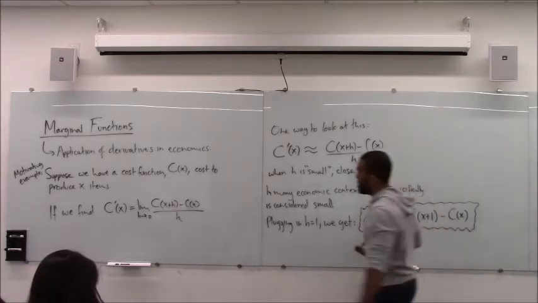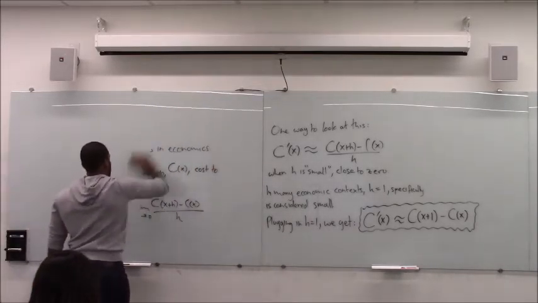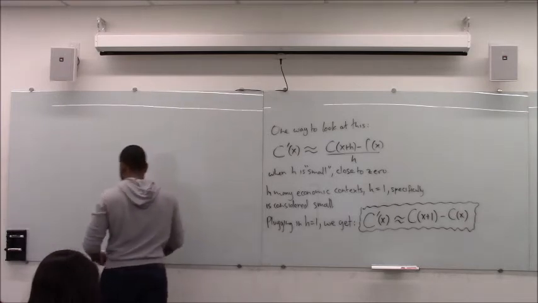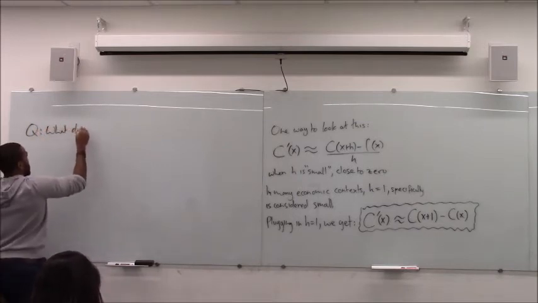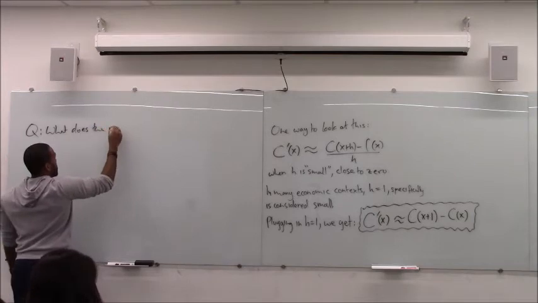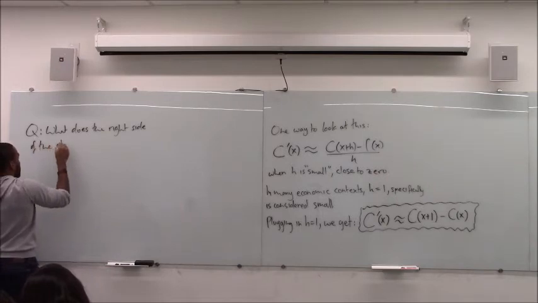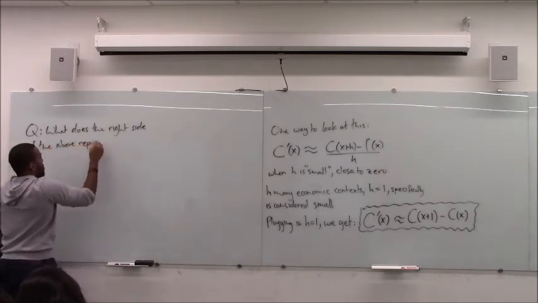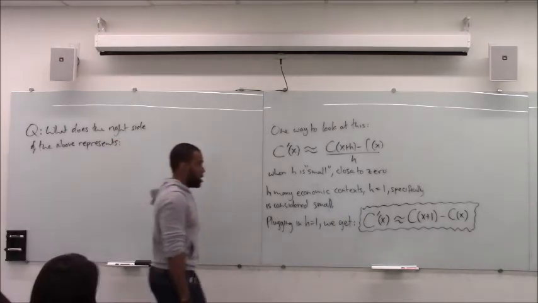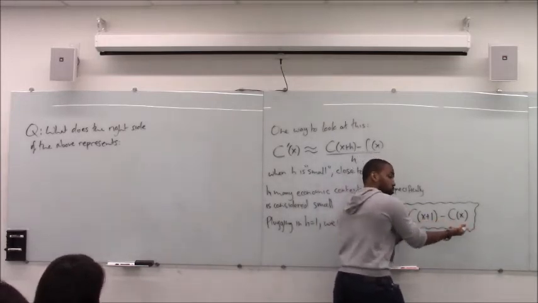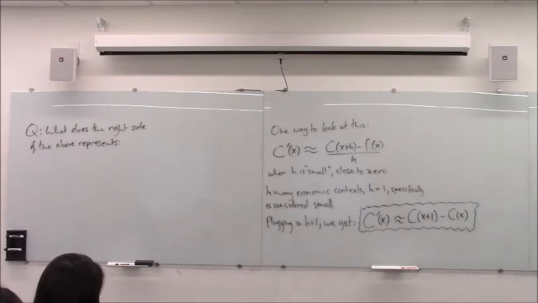Now, question to the class. The right side of that expression, what would you say that represents? So remember, specifically I'm thinking of C as a cost function. In words, how would you express what this is actually trying to calculate? C of x plus 1 minus C of x. What is that?